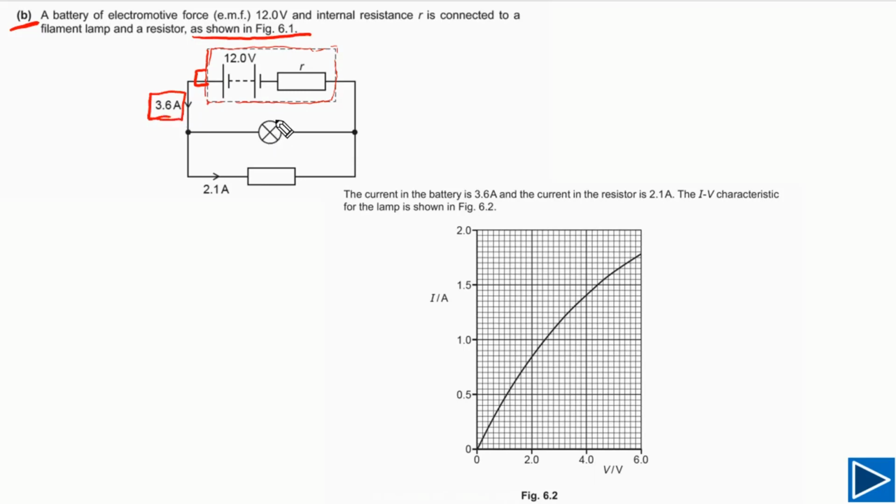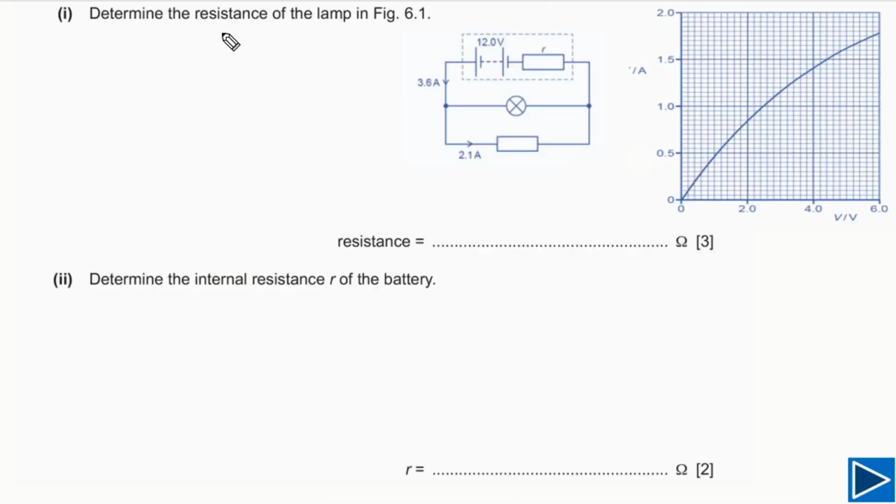One lamp is connected here. You can see this is the lamp, so this is the symbol for the lamp, and a resistor is connected here, and the current passing through the resistor is also given. This is 2.1. But in figure 6.2, you can see the IV characteristics curve for the lamp is given, means we have a graph between I and V for the lamp. And part B1 is asking us to calculate the resistance of the lamp in figure 6.1.